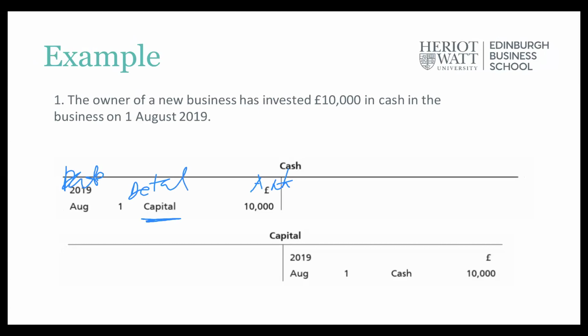Remember, in each transaction there is a receiving account and a giving account, isn't it? So in this case, our cash account is receiving, from which account? From the capital account. Is that clear?